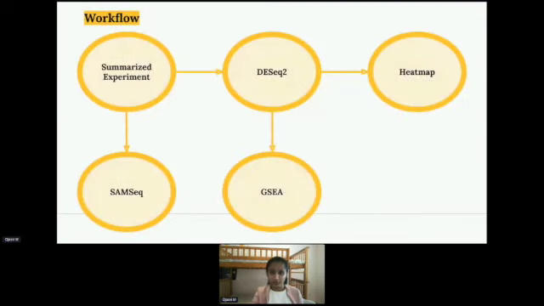This is the workflow used. So RNA-seq data was transformed to a summarized experiment. DESeq2 analysis followed, and the resultant DESeq2 object was used to produce a heat map with expression values of complement system genes, and was also used to perform gene set enrichment analysis. The summarized experiment is also used to perform outcome analysis correlating expression of complement system genes with prognosis using SAMR.